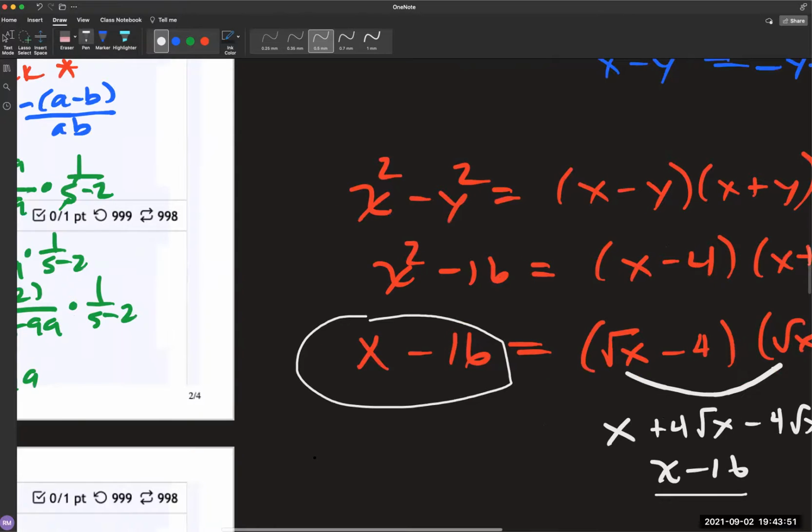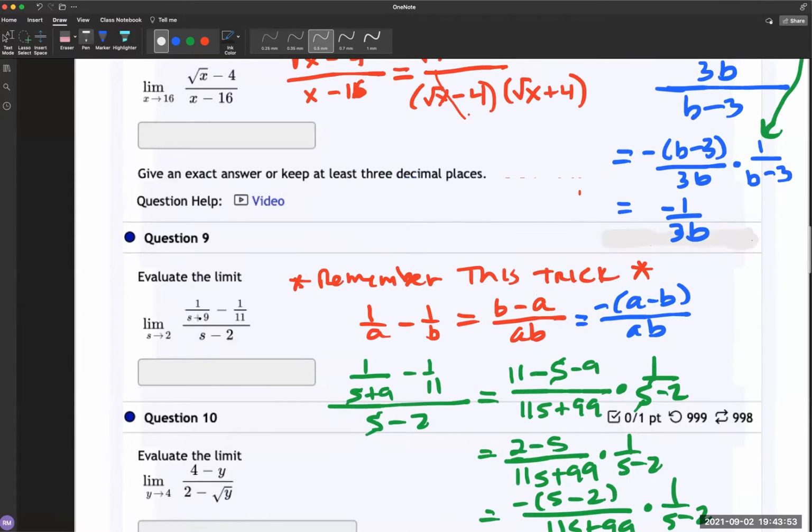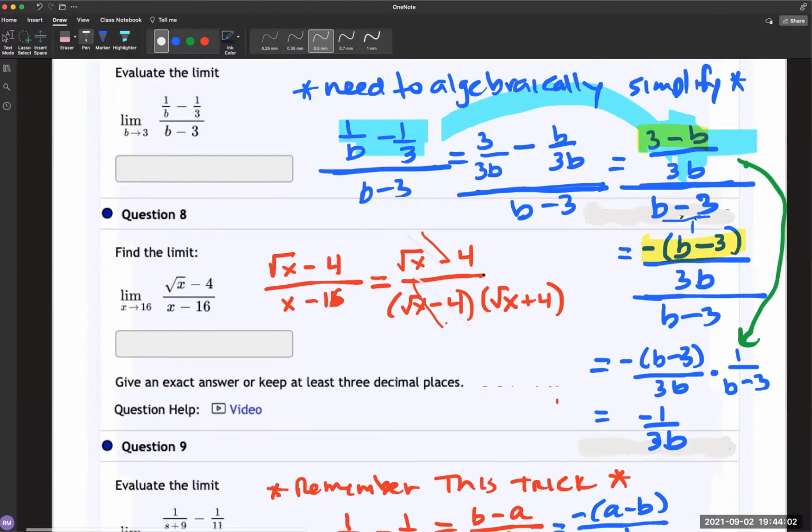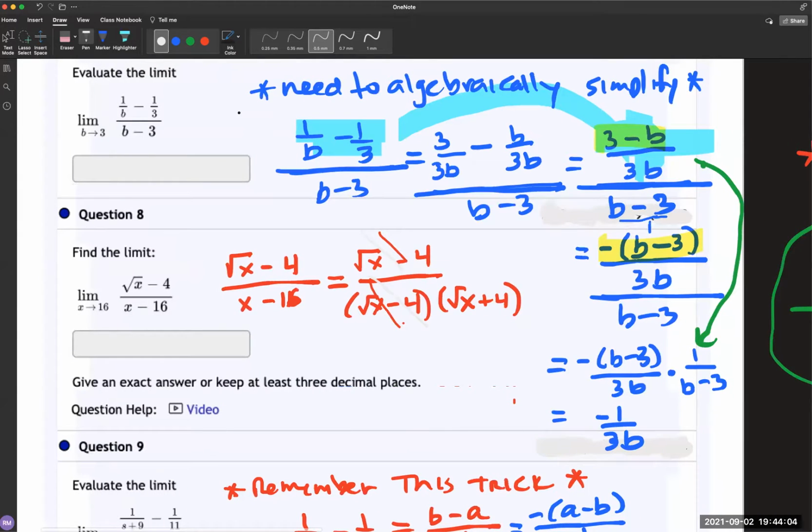And so that's what we have right here on the x minus 16. It becomes square root of x minus 4, square root of x plus 4. And then that allows us to cancel those out. And then I end up with 1 over the square root of x plus 4. I'm then able to evaluate this limit by plugging in 16. And you can see I get 1 over 8 in this case.